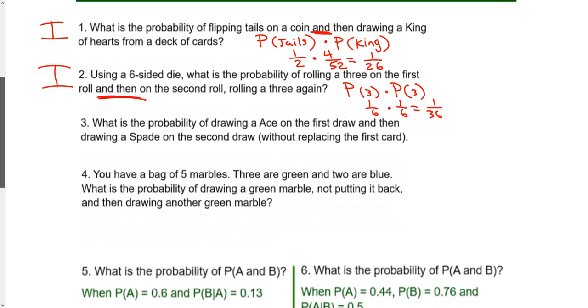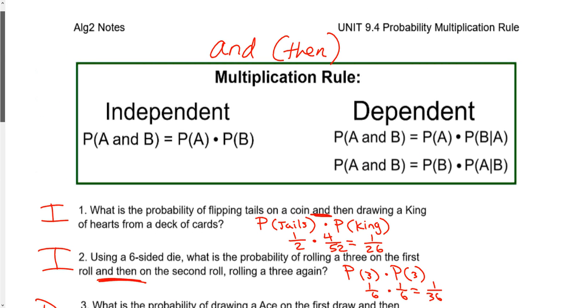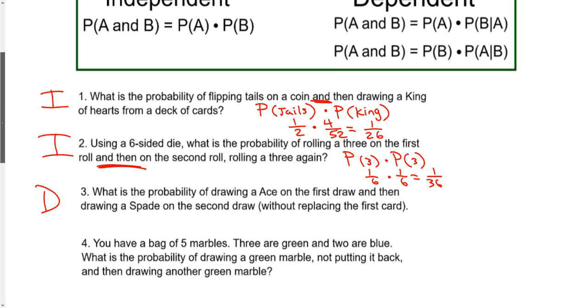Okay, the next one. Now, I understand up above I gave you these other formulas for dependent, but we're actually still going to use the independent formula on this one because the only time we ever really use these is when we actually see these symbols. So these symbols are not in the problem, so we don't really have to worry about it.